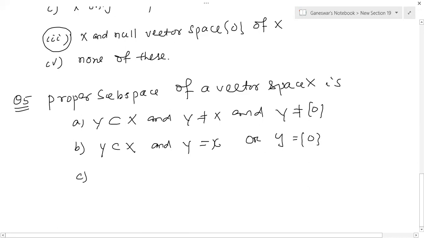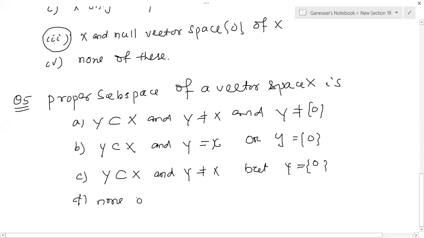Third option: Y subset of X, and Y is not equal to X, but Y is equal to 0. And the last option is none of these.